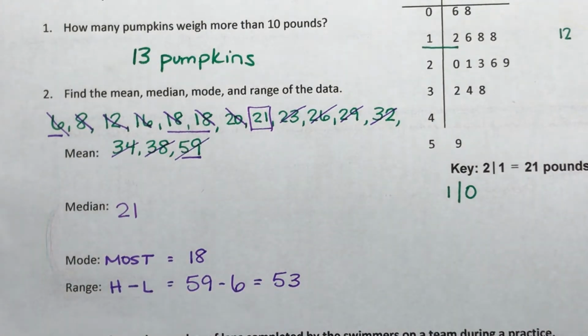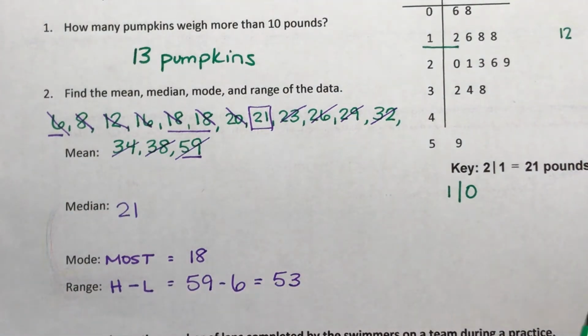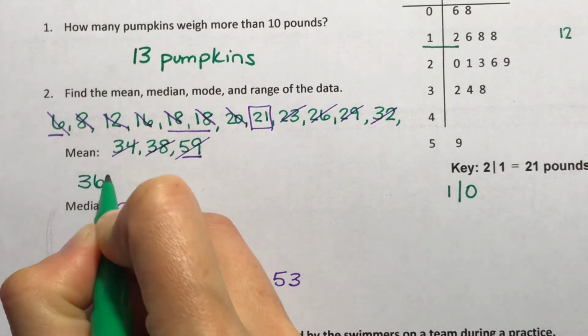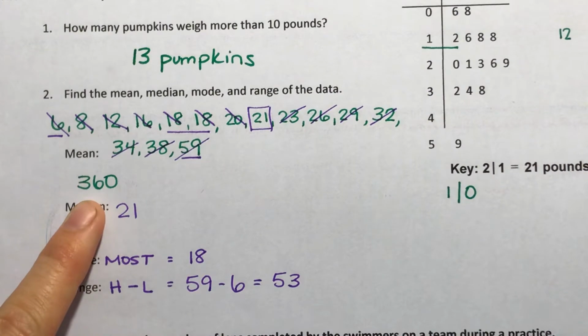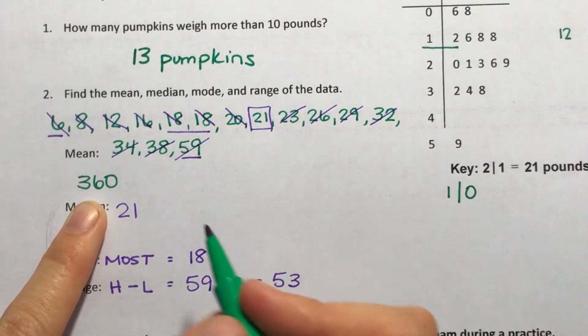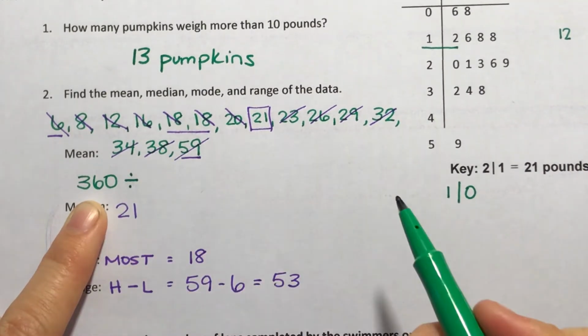All right, then the mean. That's where you add up all of your numbers and then you divide it by how many numbers were in your list total. So in this, I already added them all up and my big grand total was 360. Now remember, that is not the mean. I want to know the average. 360 is not the average, that's just the total.